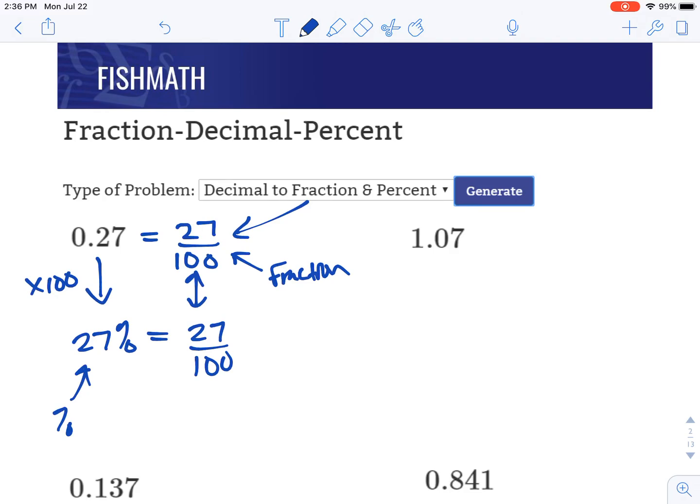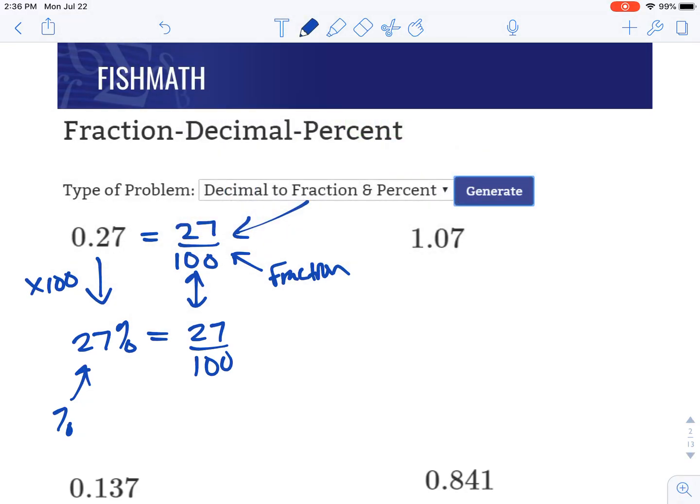Now, for any fraction, you can always write an equivalent one. You could double the numerator and the denominator here and get 54 out of 200. And then you could keep scaling it up or down to get other equivalent fractions, but we only really need one to satisfy this situation. So that's one fraction that works, 27 out of 100.